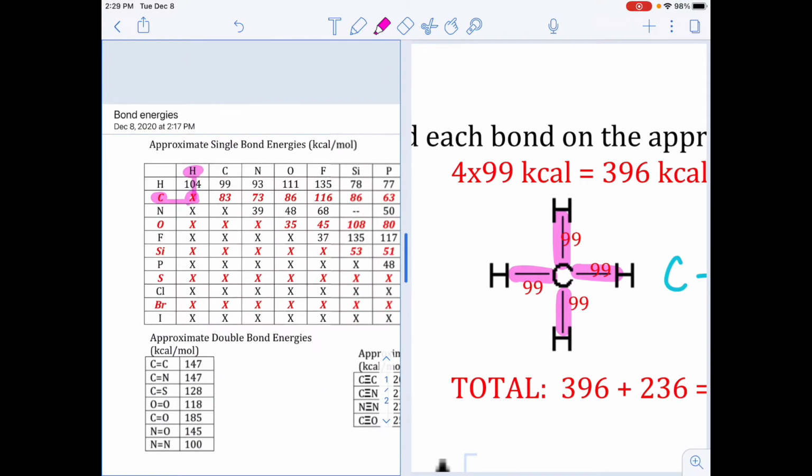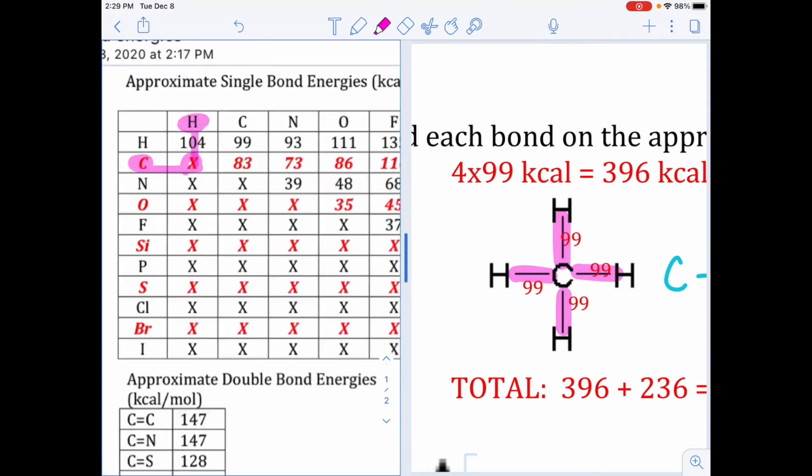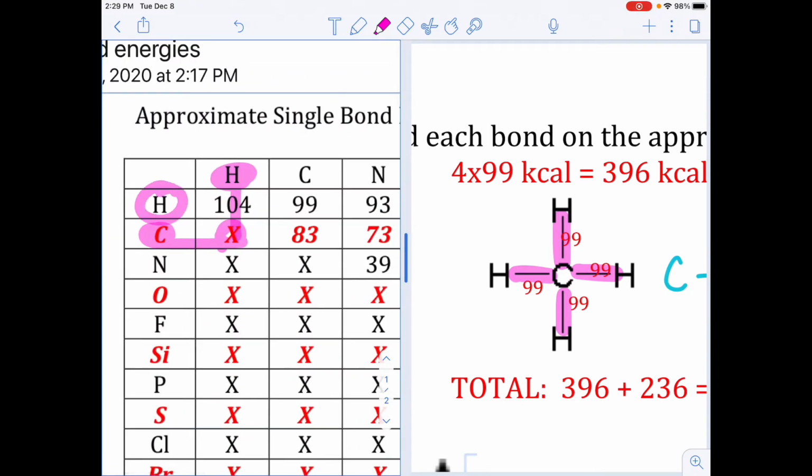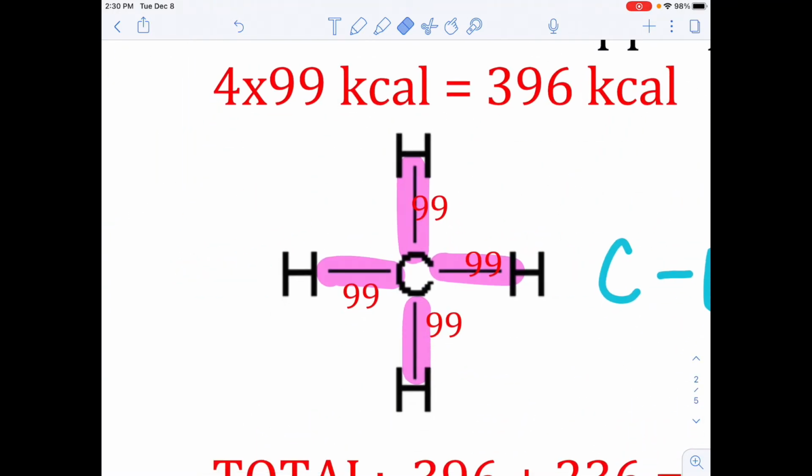So you just have to zoom out, and you would look at hydrogen to carbon, same deal, and that gives me 99. If you run into an X, just flip it and look at the other one. X is not an answer on any of these. There is a number value for each partnership. So that's where I get the number 99 from, 99 kilocalories per mole. And you'll notice that each one of those is listed at 99.